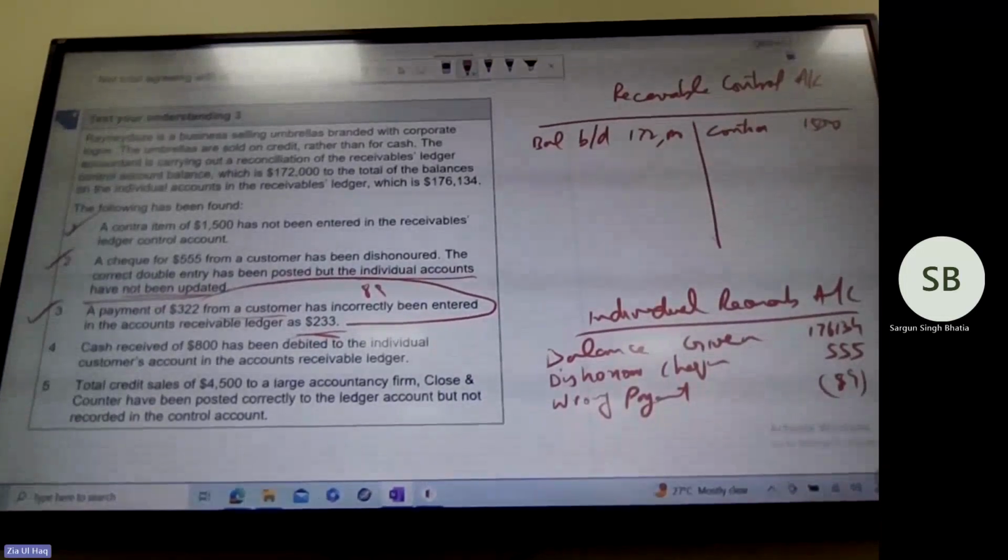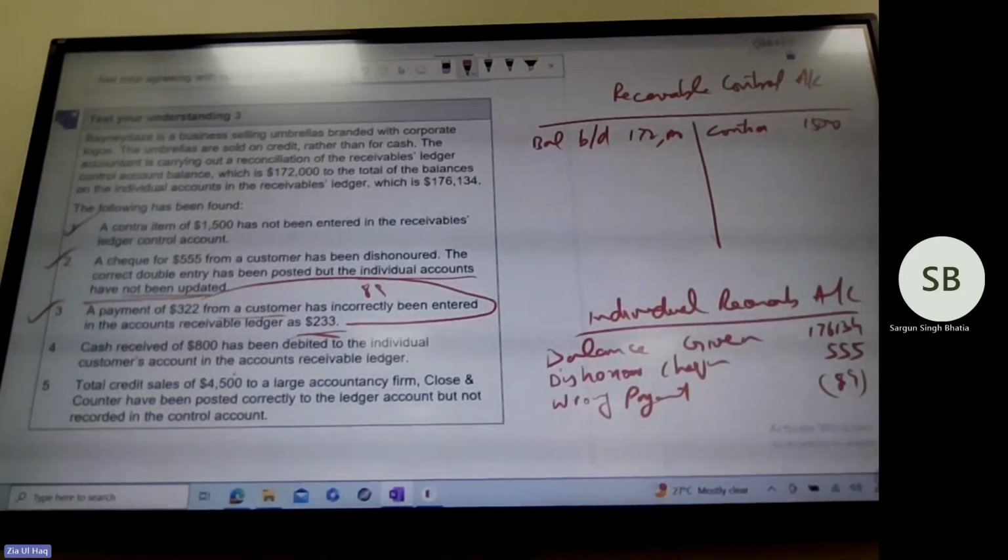Number 4, cash received of 800 has been debited to the individual customer account in the accounts receivable ledger. What's the entry of cash received? Receivable debit, cash credit, or receivable credit, cash debit? Cash debit, receivable credit, because cash is coming. So we received 800 cash. The entry should be cash debit, receivable credit.